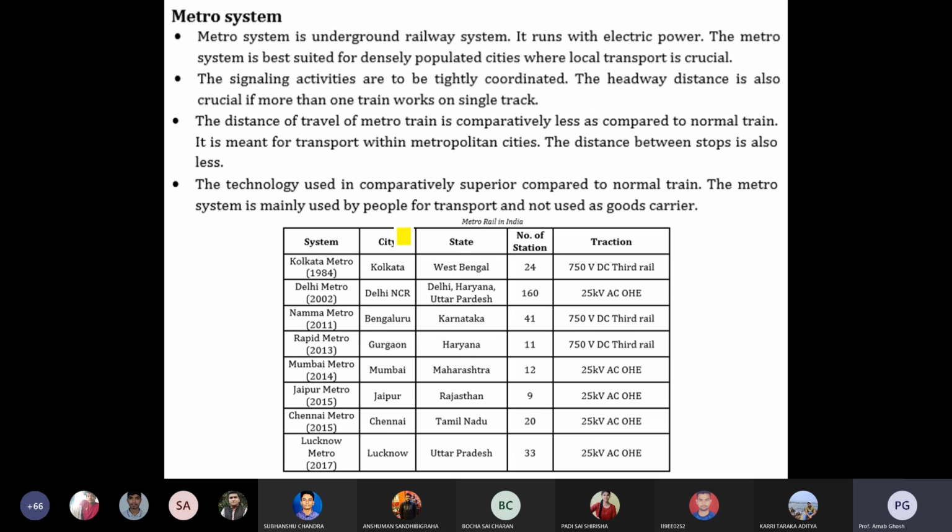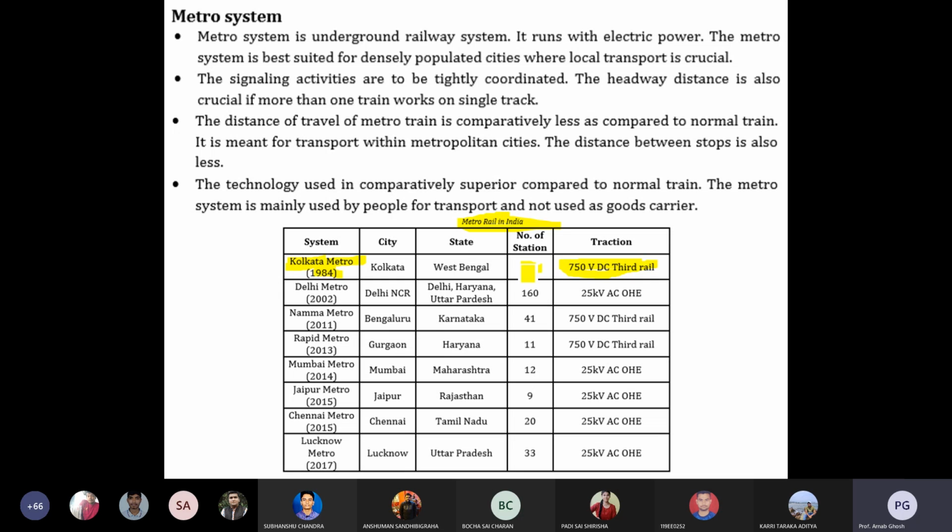Here you can see some examples of metro rail coming from metropolitan cities, which is why they are called metros. The oldest one is the Kolkata Metro, 1984, which operates on 750 volt DC. A third rail is there just beside the railway track, with some covering. An extension coming from the metro train connects to that third rail, always touching it, and collects the power from it. The number of stations is written as 24, but it is not 24.